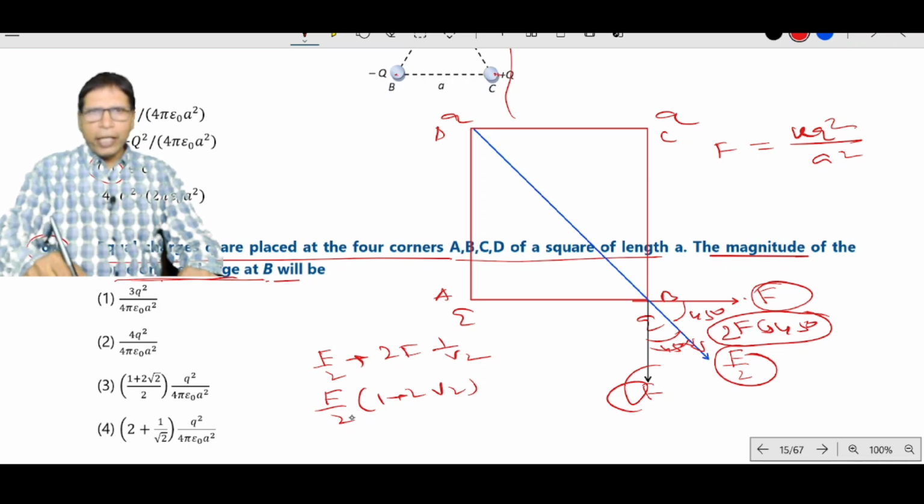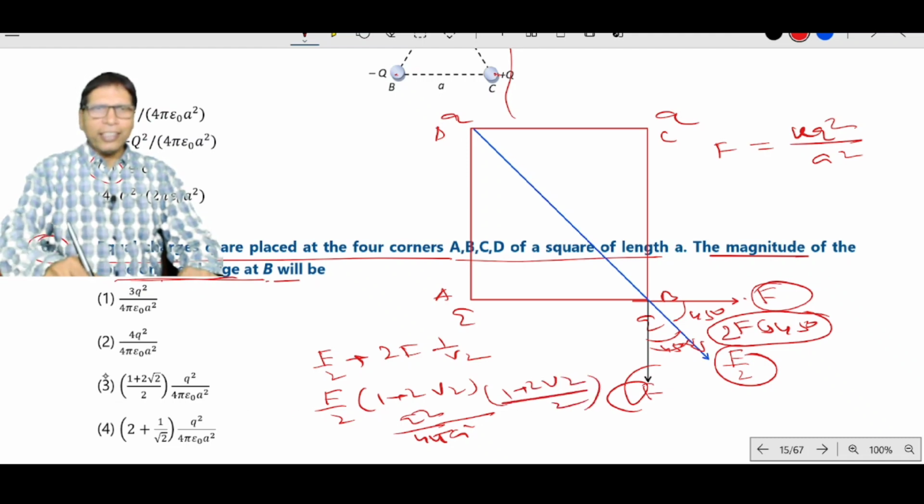Now look at this, F equals Q square by 4 pi epsilon naught A square, times 1 plus 2 root 2 by 2. Look at this. This option is correct.